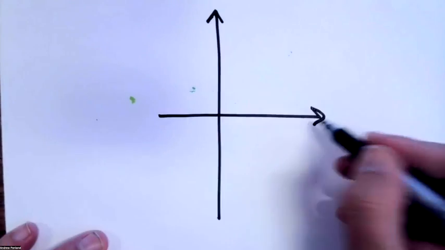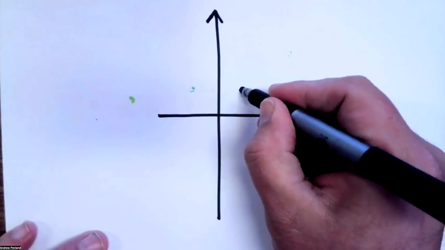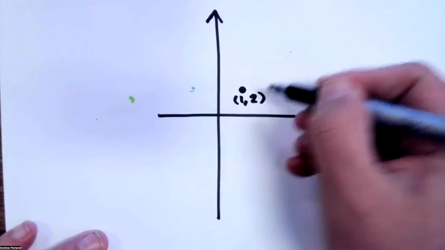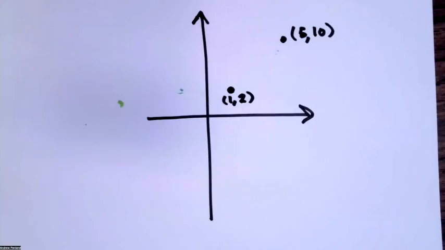Suppose I know that I have a function and I know it passes through the points (1, 2) and (5, 10). What happens between these 2 points? I haven't told you that. We don't know that. And this is very much a real world situation because often when you're dealing with data, you don't have the equation.